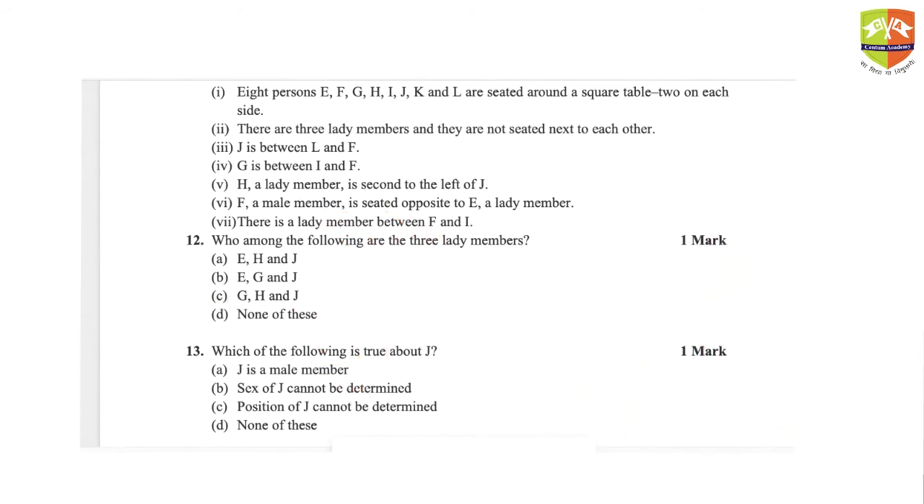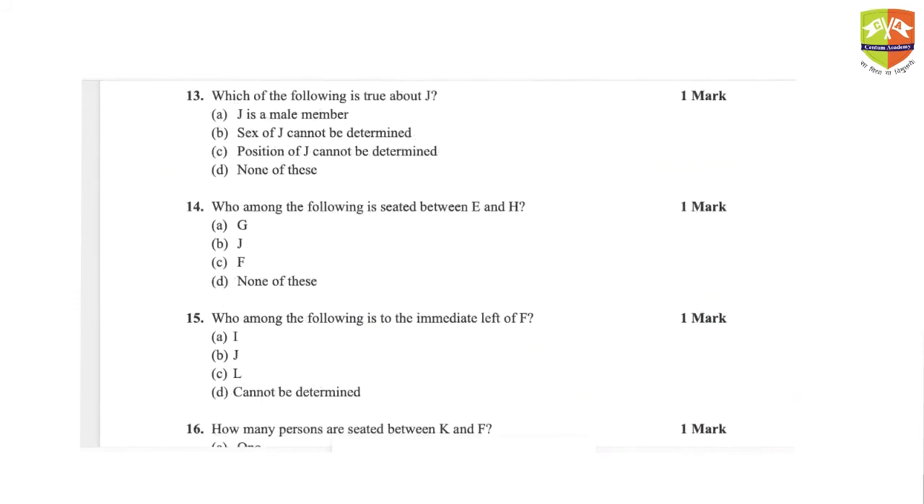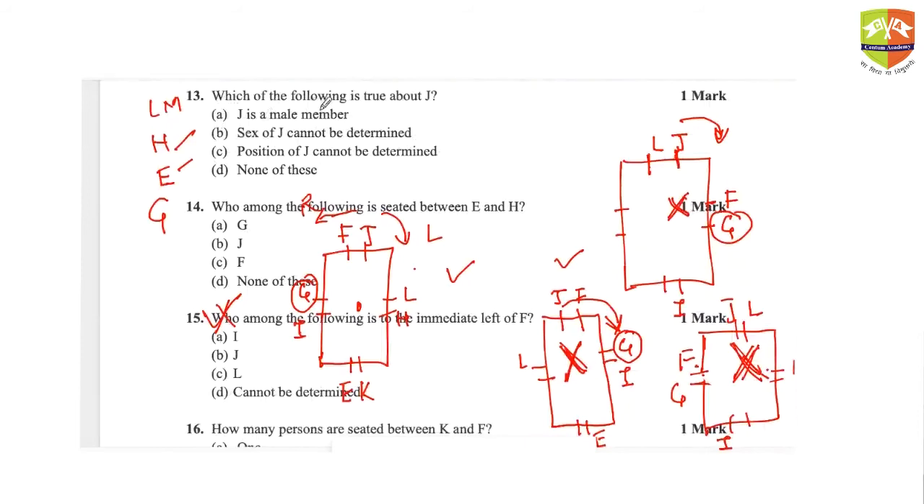Now let me go to 13th question. The 13th question tells me about which of the following is true about J. So lady members are now finalized: three lady members, H, E, G. So J is a male member, that is correct. Position of J cannot be determined, that is also wrong. So E is the correct answer, that J is a male member.